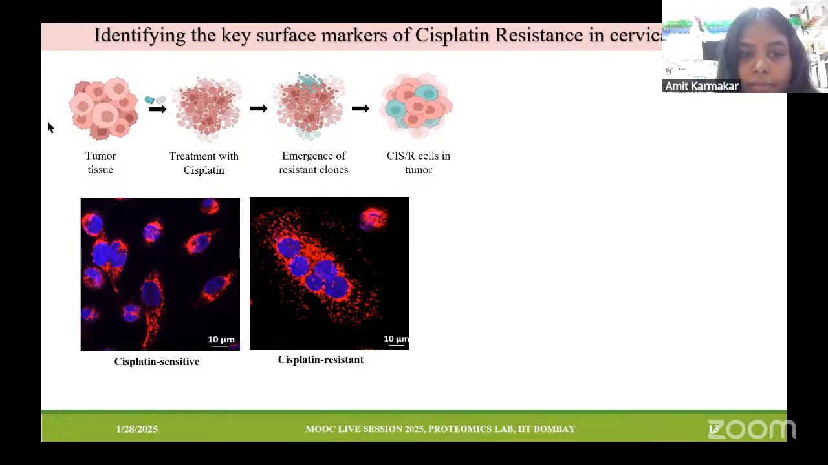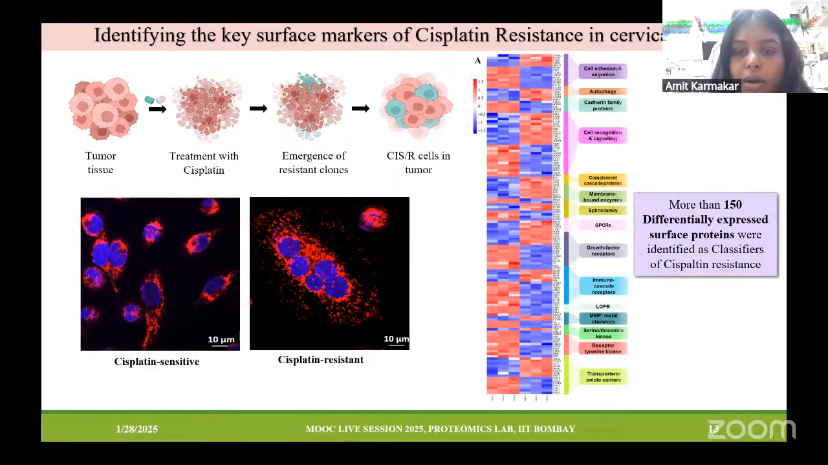So here in my lab, I have prepared a cisplatin resistant cervical cancer cell line, and as you can see, this is what a typical resistant cell looks like. They are larger in size, but from here I cannot know, right, in molecular terms how the surface looks like. So I have taken those cells and I have done the cell surface extraction from sensitive versus resistant cells, and I was able to identify more than 150 differentially expressed surface proteins.